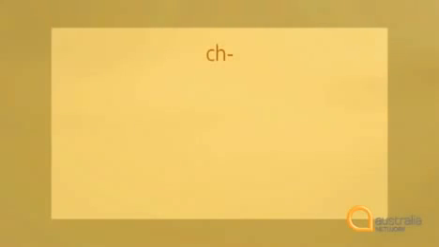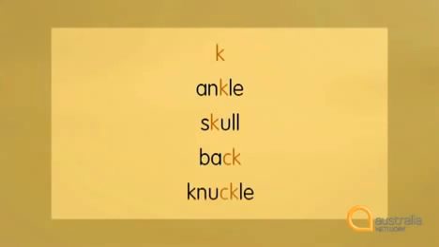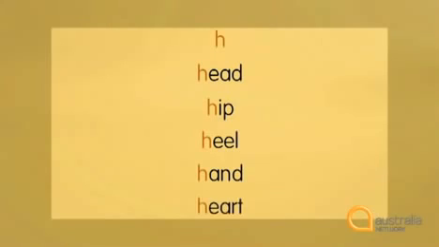Some good examples are ch words, chest, chin and cheek, or K sounds, ankle, skull, back and knuckle. Or words that start with H, head, hip, heel, hand, heart. In this way, you'll be able to practice body parts and pronunciation at the same time. And make sure you learn the more unusual body parts as well.